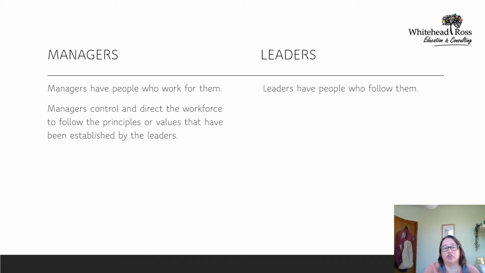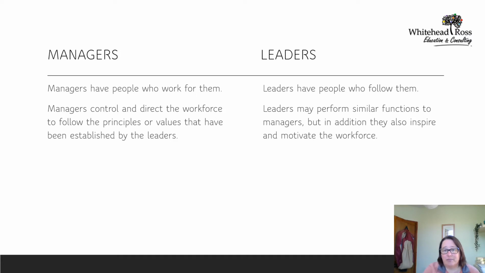Secondly, managers will control and direct the workforce, usually through policies and principles. You will do what you're told by your manager because they're your manager and you have to do that. A leader, however, does a similar thing, but they do it through inspiration and motivation. So yes, you're still following your leader and probably doing what they ask you to do, but you're doing it because they've inspired you and motivated you to work towards the goal rather than telling you you have to do the goal. So the difference there is direction versus inspiration and motivation.